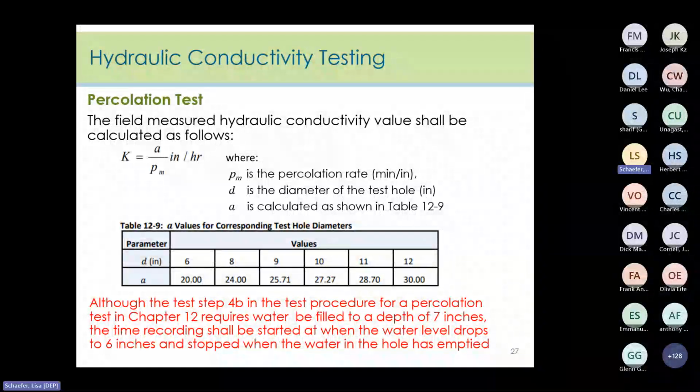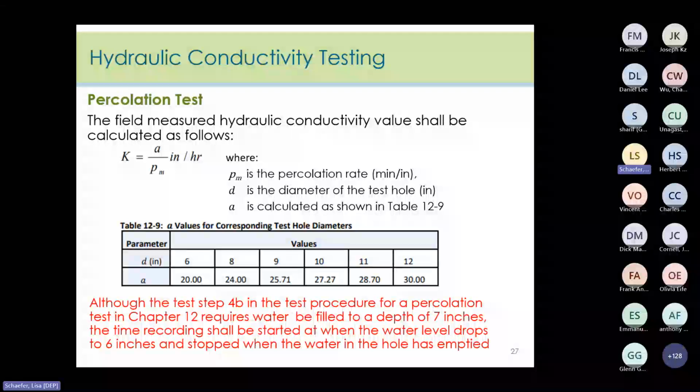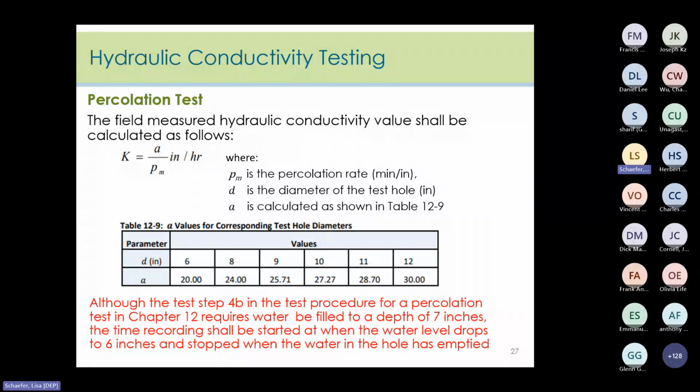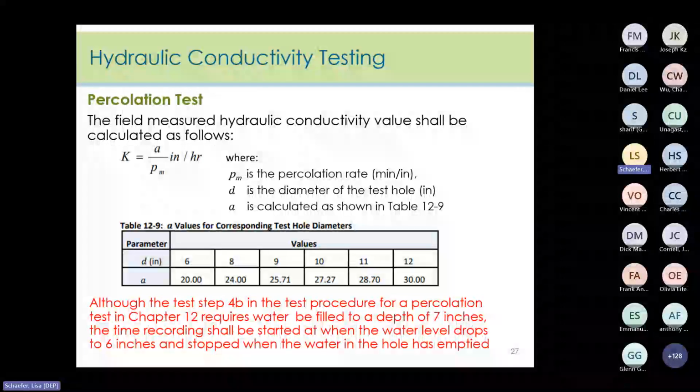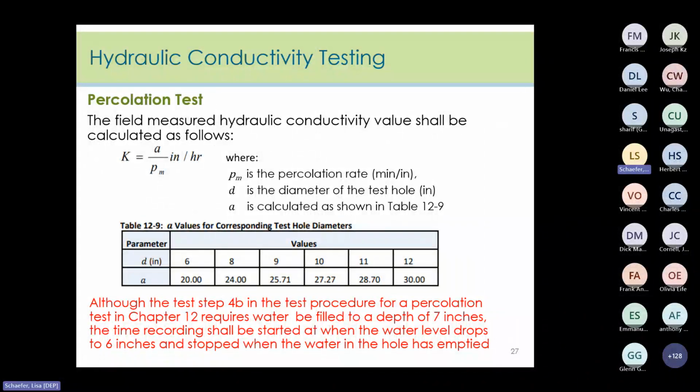But I want you to take note that in test step 4B in the procedures that are described, it requires the tester to fill the water to a depth of 7 inches, but the time of recording is started when the water level drops to 6 inches. And then it is stopped when the water in the hole is emptied. If I said stopped, I meant started when the water level drops to 6 inches and then stopped when the water is gone.